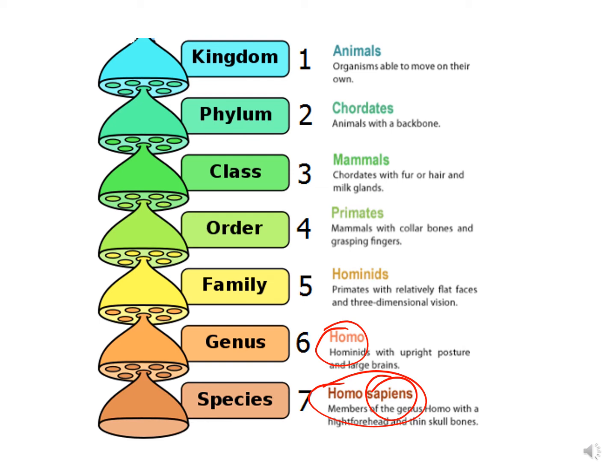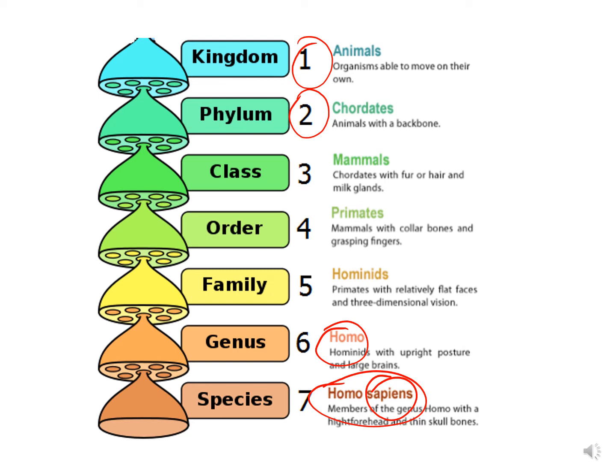So let's start at the top. We have kingdoms. There are lots of types of kingdoms, 5 kingdoms, and we're going to talk about animals in particular. We belong to the kingdom of animals. But within animals, there's lots of animals. We're very different to a crab, for example. So we are animals with a backbone. So we are part of the phylum Chordata, or chordates. So we're animals with a backbone.